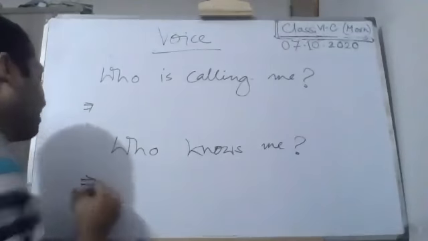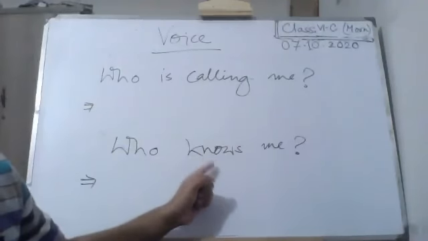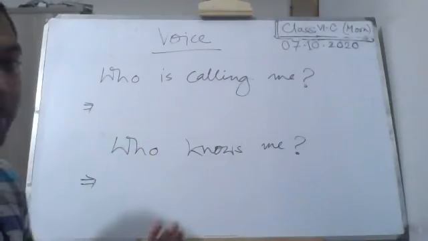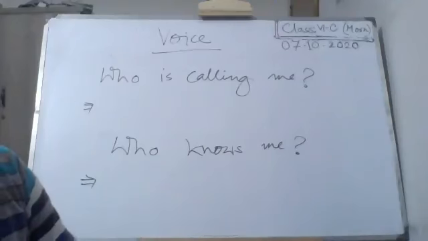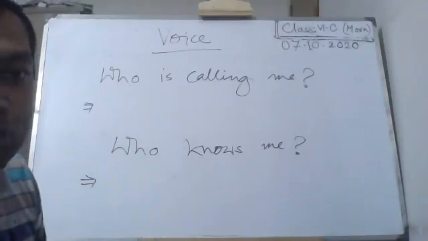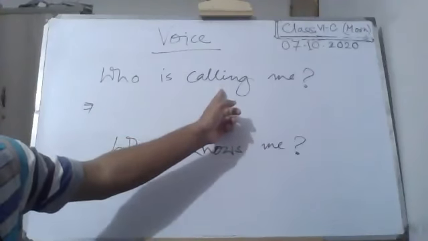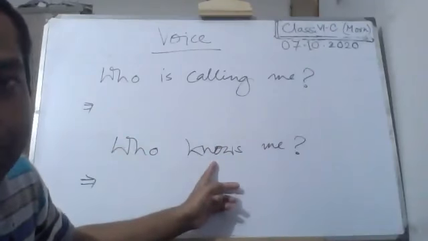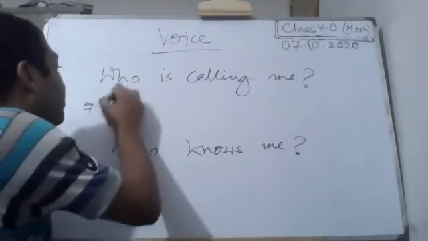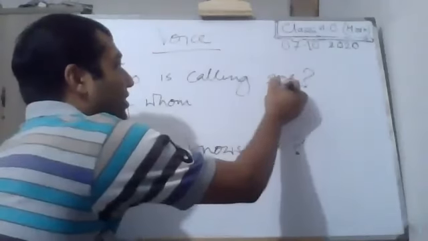I have written two sentences where one verb is calling and another verb is know. So this verb will become called, and known. According to the rule, I have already told you that who becomes by whom. We know after called we need to use by, but after known we need to use to. So after called we have to use by, so by whom.